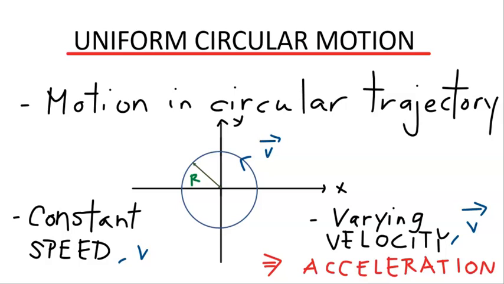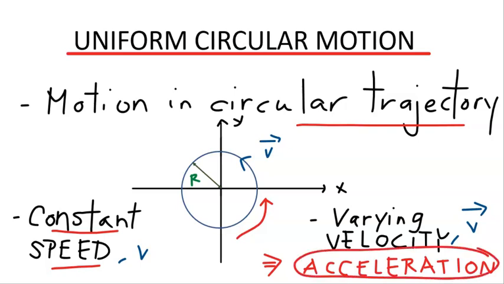In this video, we will discuss uniform circular motion. Uniform circular motion is essentially motion of an object in a circular trajectory with constant speed, as shown in this diagram. However, as the direction of the object changes as it moves in a circle, its velocity will change, so it has a varying velocity, which in turn implies acceleration.